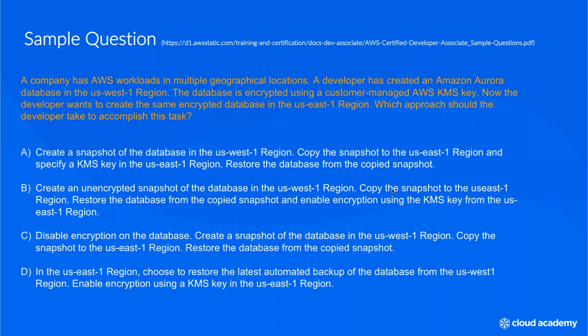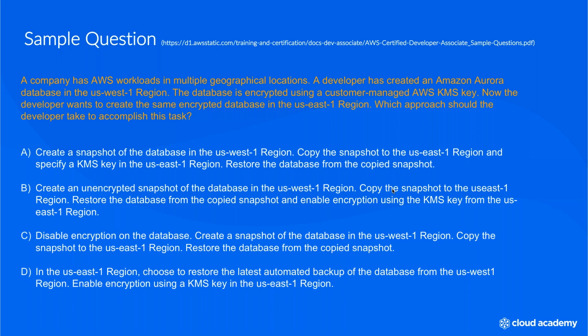B, create an unencrypted snapshot of the database in the US West 1 region, copy the snapshot to the US East 1 region, and then restore the database from the copied snapshot and enable encryption using the KMS key from the US East 1 region. Now, straight away, you can't create an unencrypted snapshot of an encrypted database. If a database is encrypted, then so will any snapshot be. So this is wrong and can be disregarded.